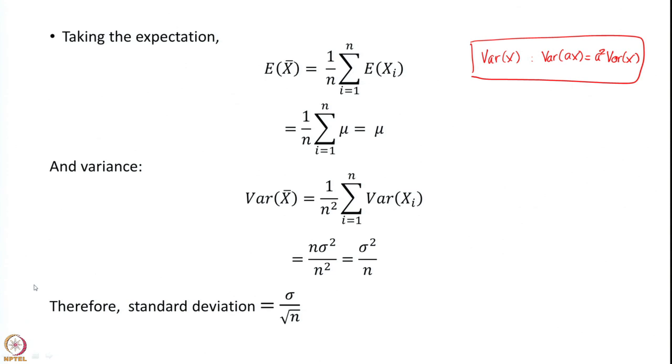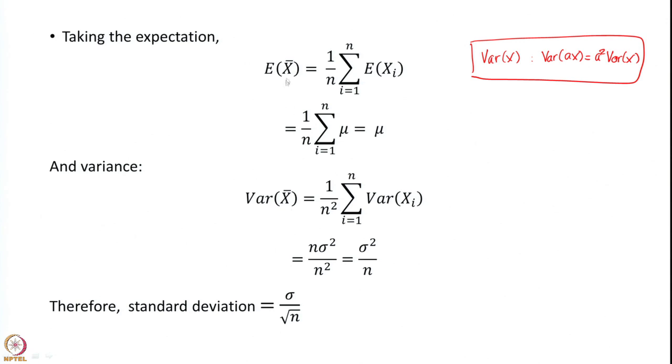show that variance of x bar is n sigma square divided by n square. This n square comes from this identity, and therefore it is sigma square by n, or the standard deviation is sigma divided by square root of n. Let us try to understand this.